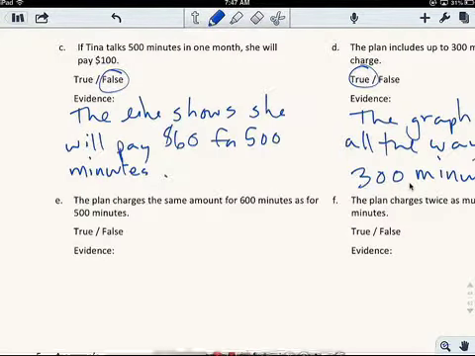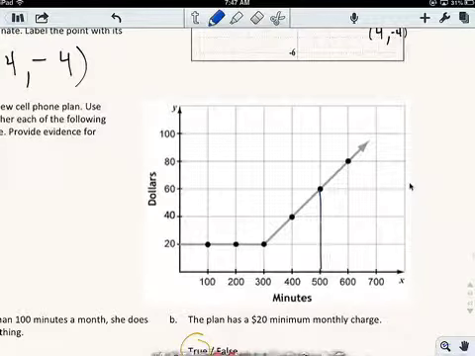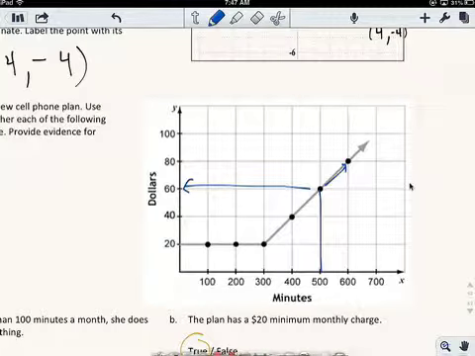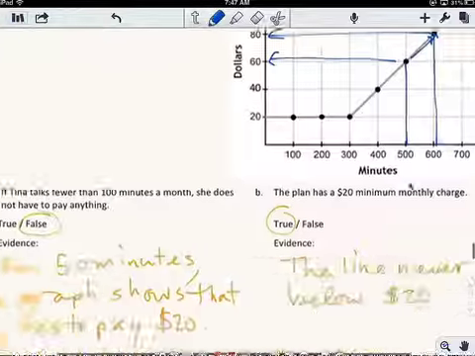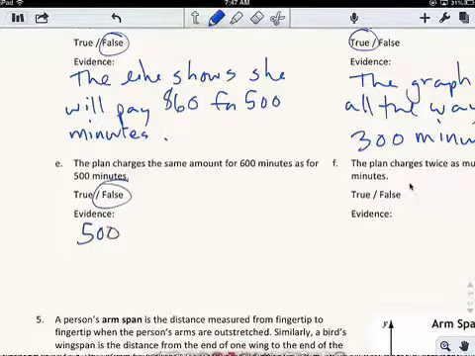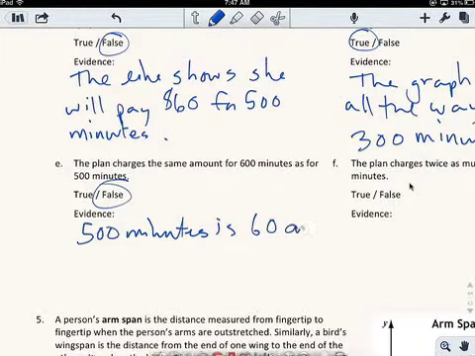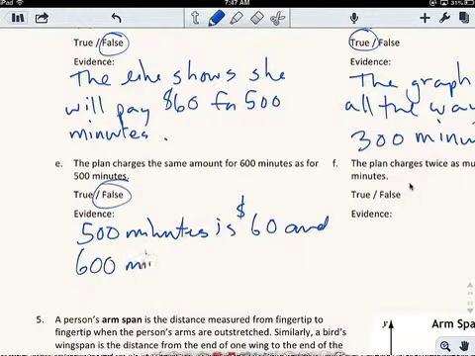The plan charges the same amount for 600 minutes as 500 minutes. I think that's false. I'm going to go back up here. At 500 minutes, it charges 60, but this is in the part of the graph that's increasing. And so at 600 minutes, it's 80. And so that's false because 500 minutes is 60 dollars, and 600 minutes is $80.